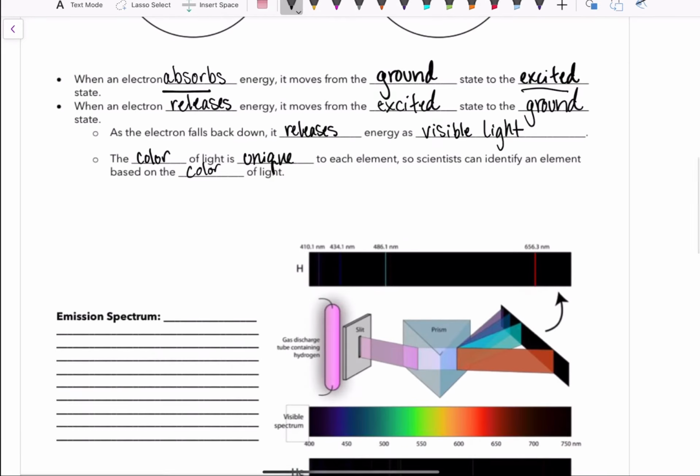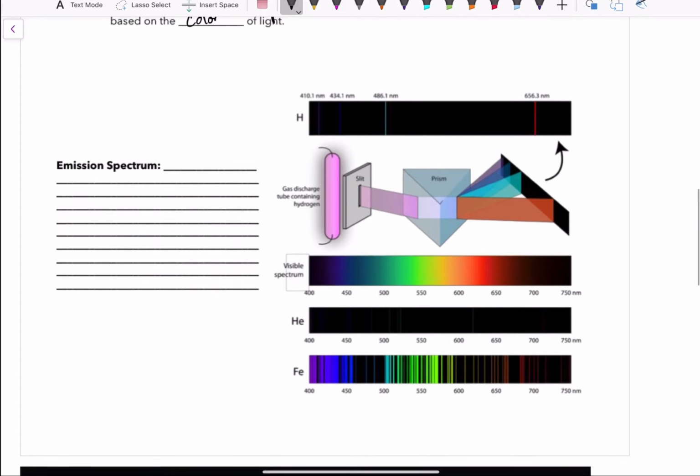So what we can do is we can examine this light to figure out what's going on. For example, we have a tube of hydrogen gas, and then there's an electric current being passed through this tube. So kind of think of like a neon light, right? There's electricity being passed through that tube, and then it starts to glow.